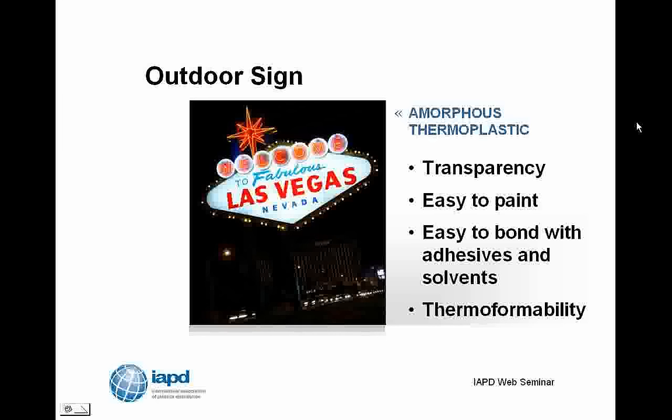Finally, many outdoor signs are thermoformed, and amorphous thermoplastics tend to be easy to thermoform. So if you think about the materials used by sign makers, it's materials like acrylic and materials like polycarbonate that are easy to thermoform and transparent, and they are, of course, amorphous thermoplastics.